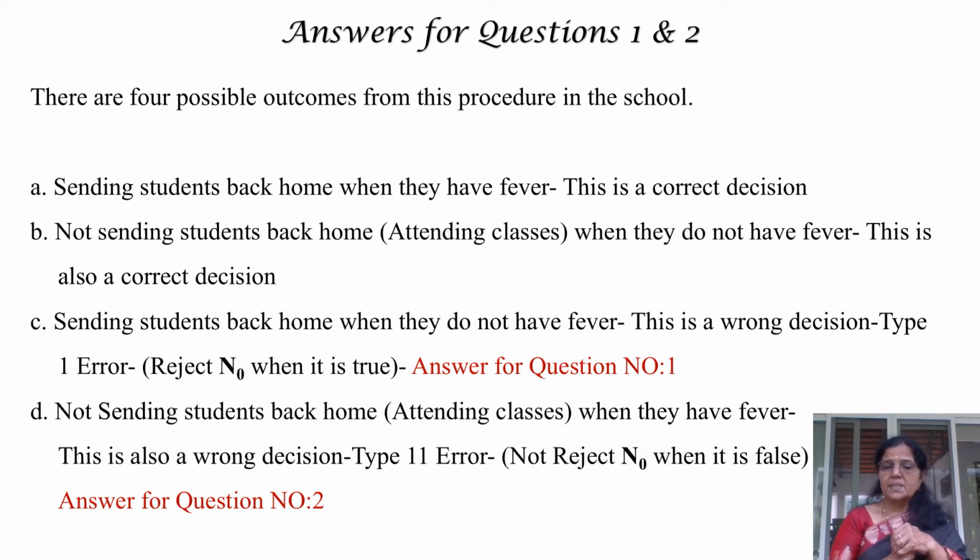And this is the answer for your question number 2. What says that what is the consequence of the type 2 error occurring? So D will be the answer because fourth one is A, B, C, D. So option D is the answer for question number 2. Did you get this so far? Good.